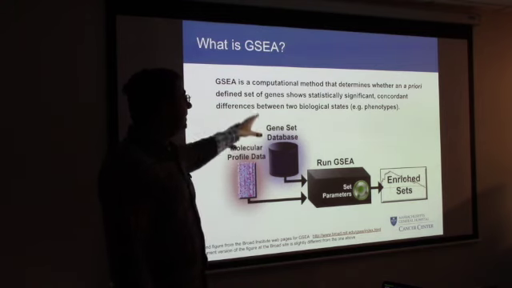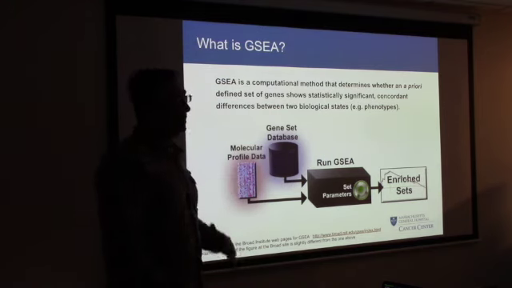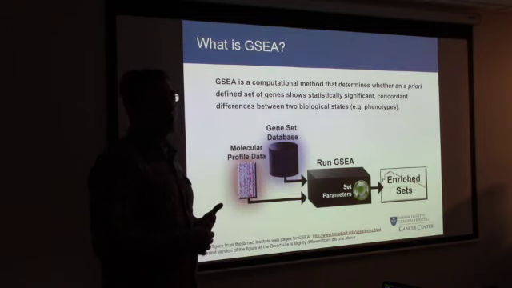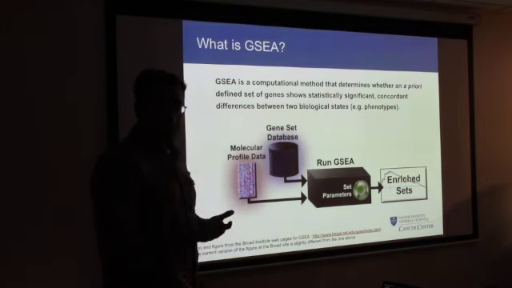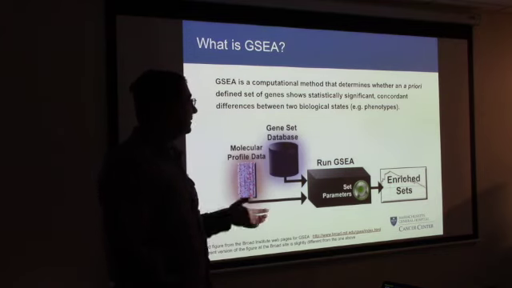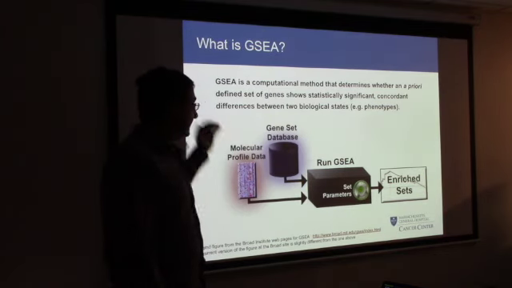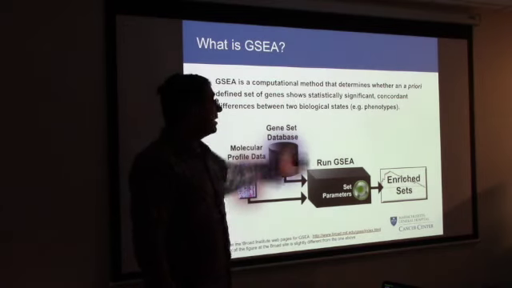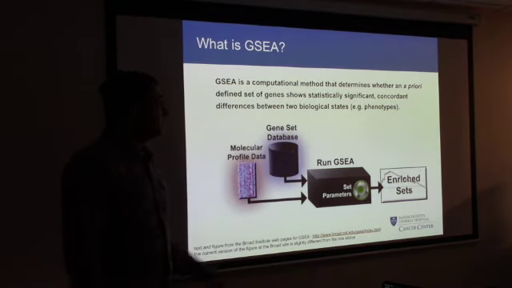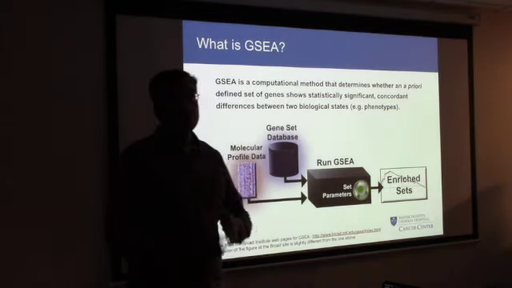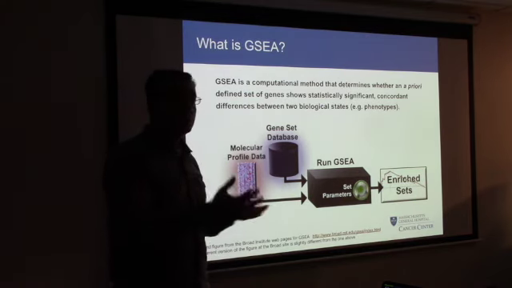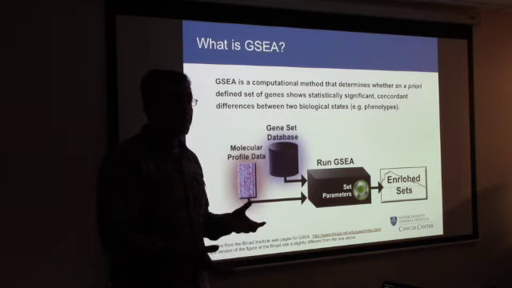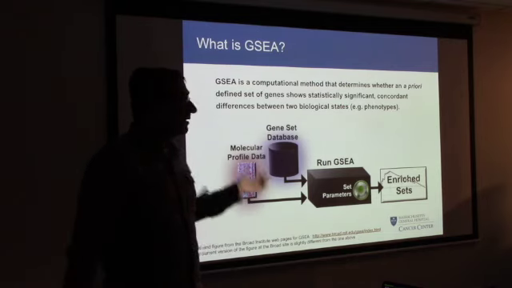So the a priori defined set of genes, this would be your input gene set, whatever gene set you're looking at. This could be from MSigDB or a KEGG pathway or any other pathway. This is your a priori set of genes. Does this set of genes show a statistically significant difference between your two biological states? So what are those two biological states? This would be your comparison between your tumor and normal samples, right? So in your data set, how does that look?